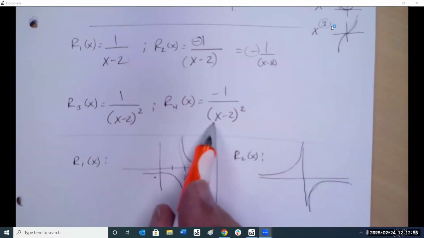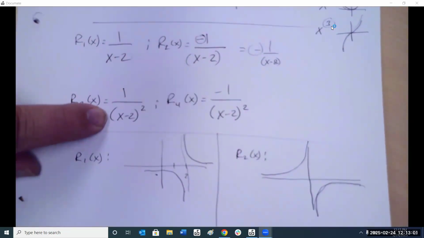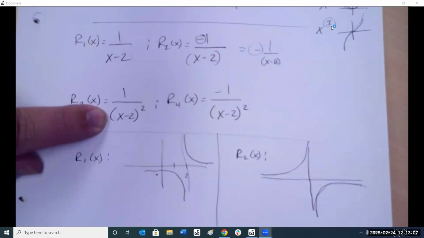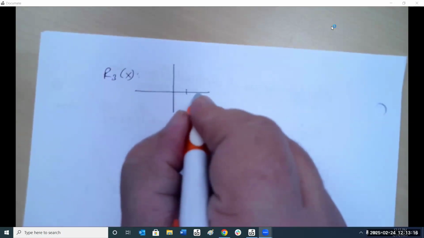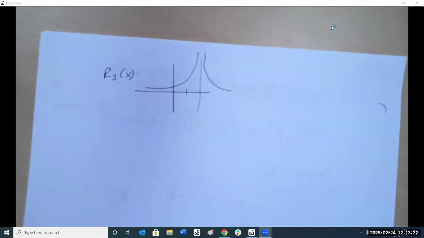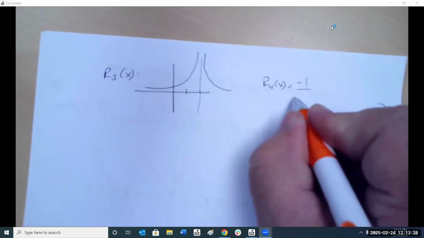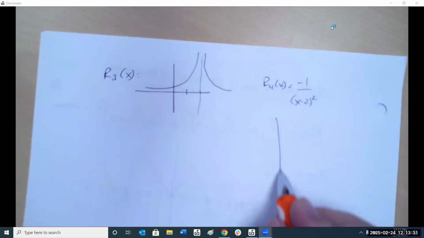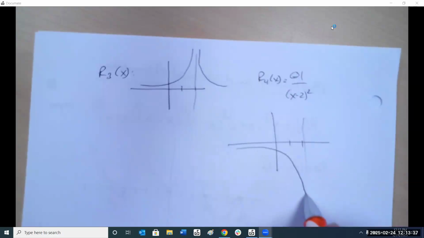How about these last two? What is this one going to look like? Now you can say the answer. Simple. Yes, very good. R3 is the squared parent shape. It's shifted to the right 2 spaces. And then R4, because it was negative 1 over x minus 2 squared, now this one, because I reflect it, it goes down.